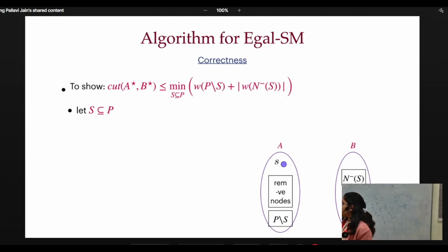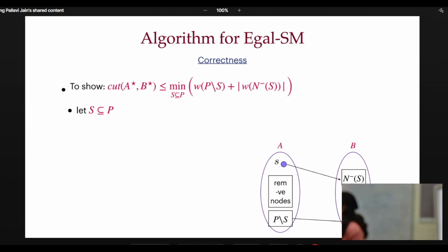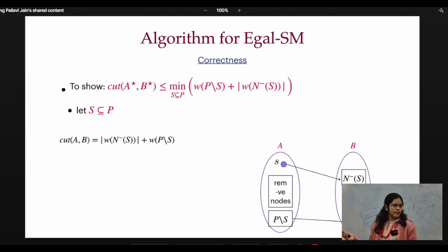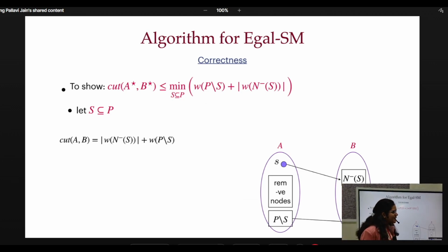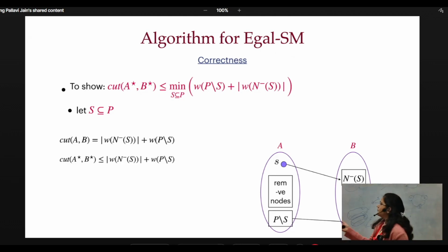Now what are the contributions? You have arcs from S to n minus S and you have arcs from P minus S to T, right. These are the only arcs that are going from A to B, okay. Now because of this, what can I say? This is some cut whose value is this much, right. So what is the value of min cut then? Definitely less than or equal to this, right, because there is some cut who has this value, right. So minimum is going to be only less than, right, or the same value. So cut of A star B star is this value, right.